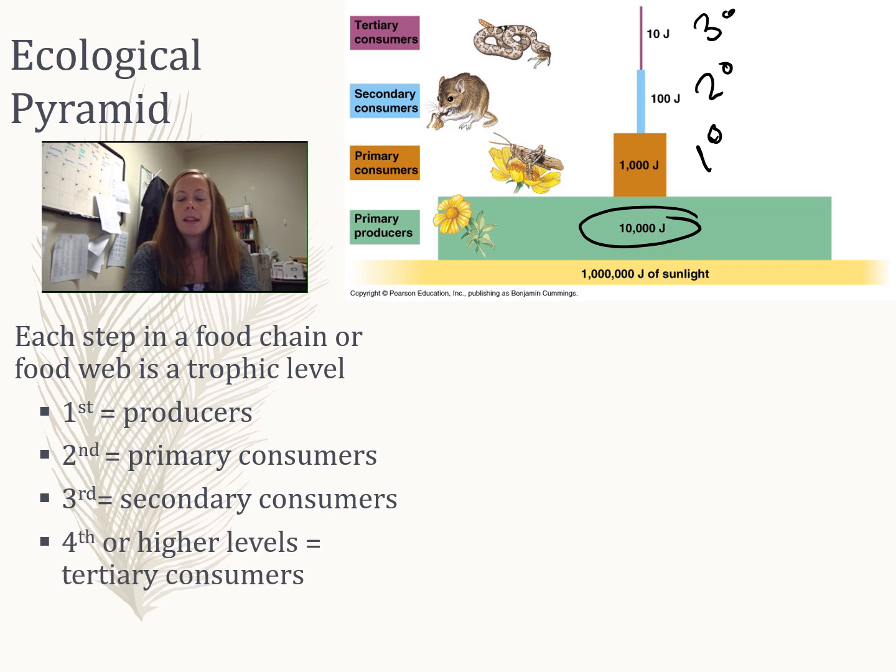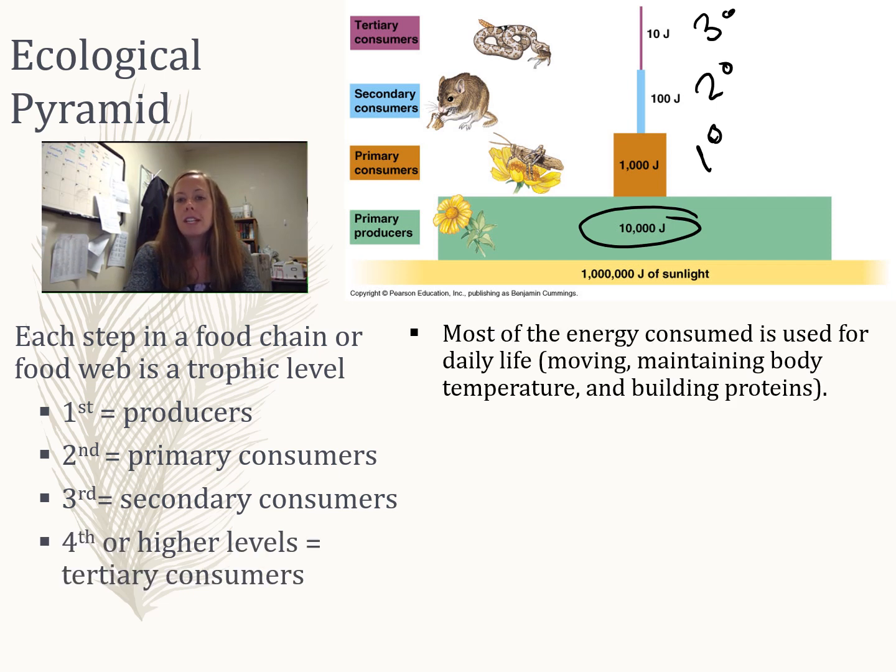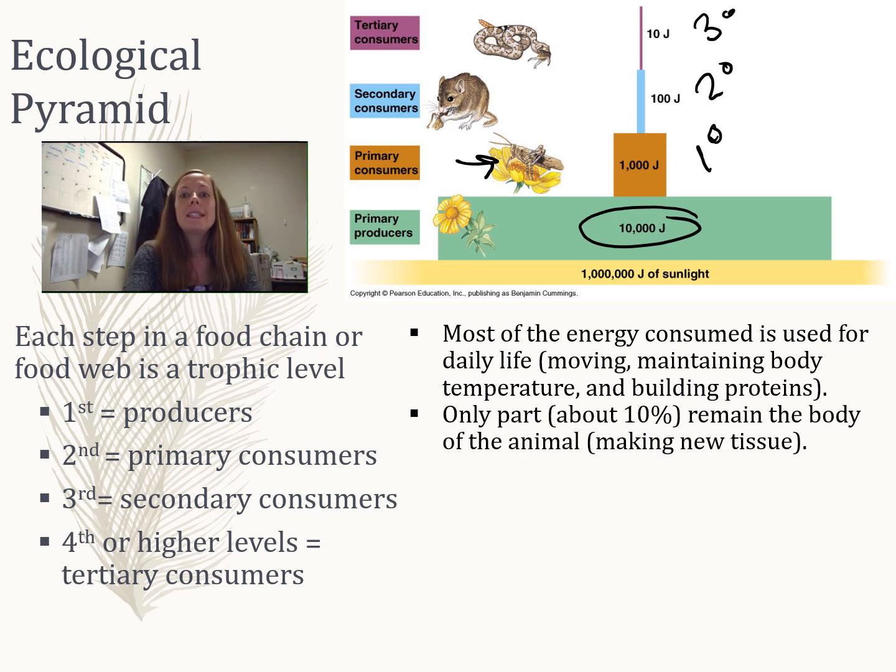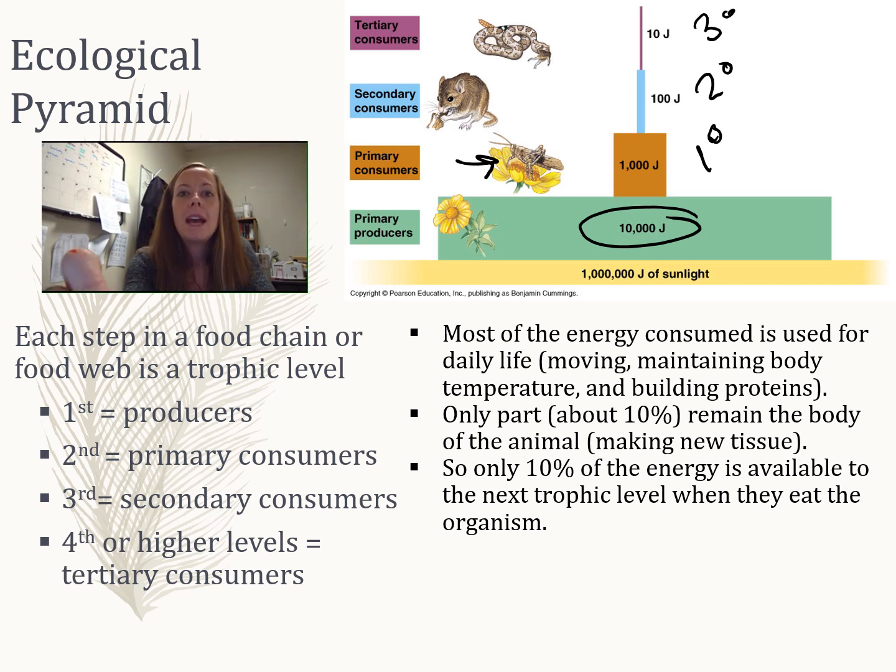Okay. And then most of the energy that is consumed gets used in daily life. So this little grasshopper, most of what he eats, and it's 90% of what he eats, actually is consumed just by movement, maintaining his body temperature, and building proteins. Only 10% actually goes into making him bigger, into his actual body tissues. So that means when he gets eaten by this guy, when he goes into his belly, the mouse is only getting 10% of the energy that he had because that's all there is. So he's only passing 10% of his energy on to the next level.